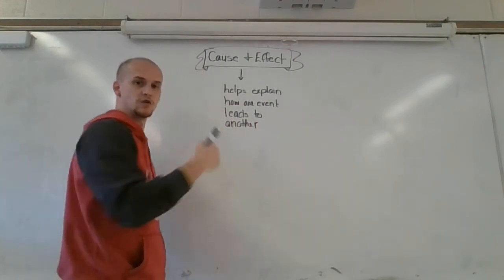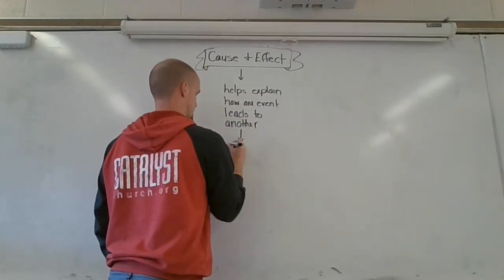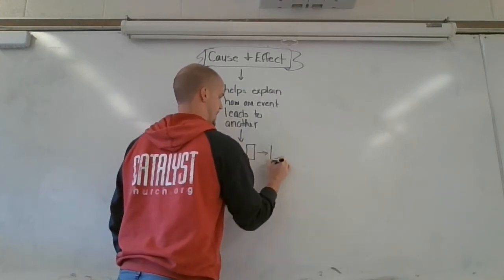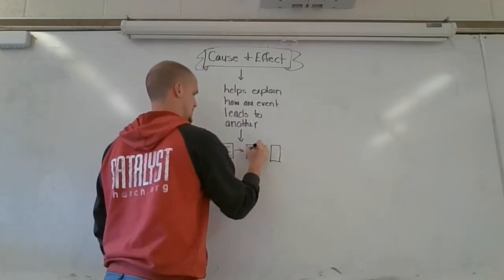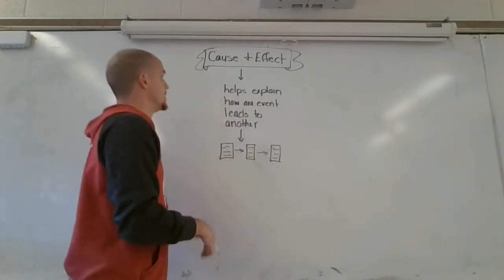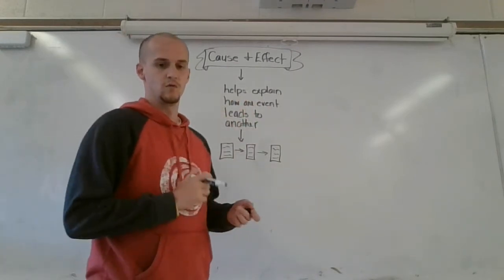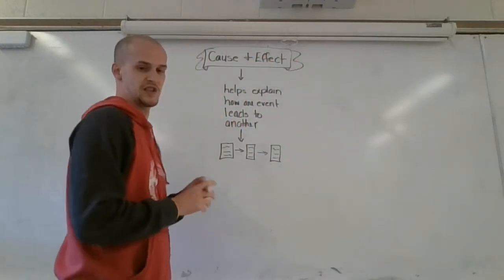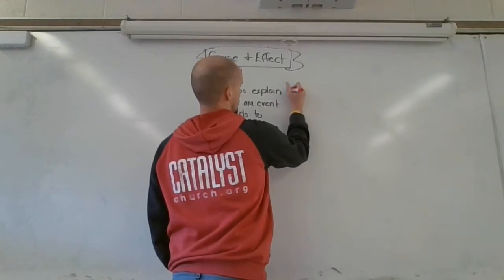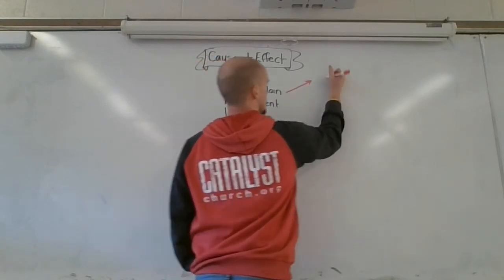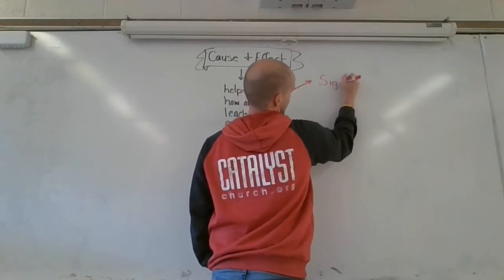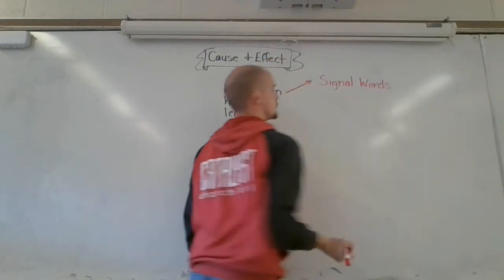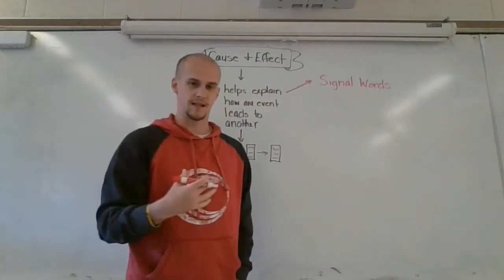A lot of times you'll see a cause and effect graphic organizer that looks something like this. Okay? So how one event leads to another. Now, just like with the other types of text structure, there are some signal words that you can look for. So let's look and identify those signal words. These are words that let you know that it is the cause and effect text structure that is being used.